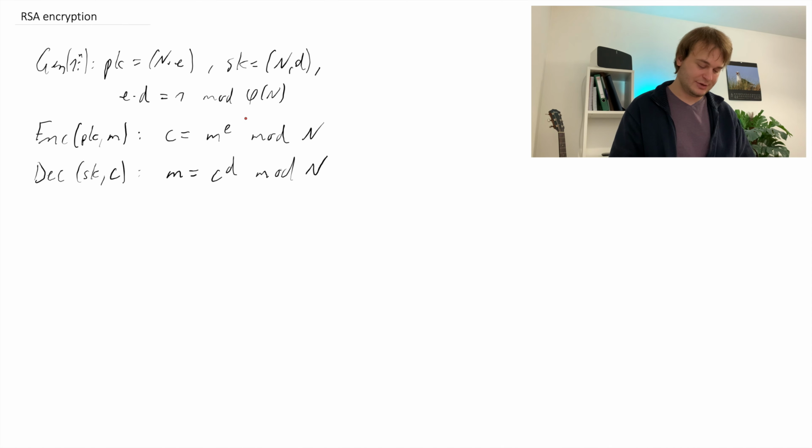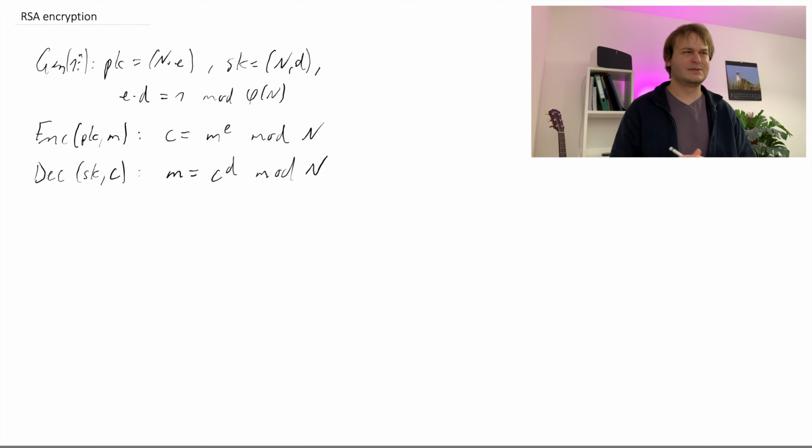You just raise your message to the power of the public exponent e, do all this modulo n, and then you get some ciphertext, and well, that's it. So what's the problem with this scheme? So yeah, there are several problems. One is that if I encrypt 0, the ciphertext will just be 0, and if I encrypt 1, the ciphertext will also just be 1, which is kind of obvious.